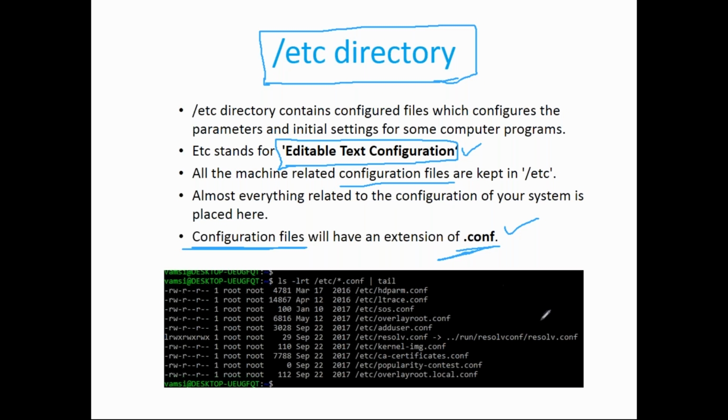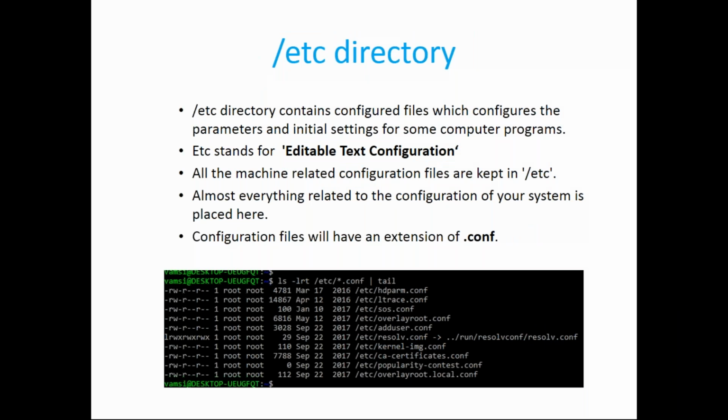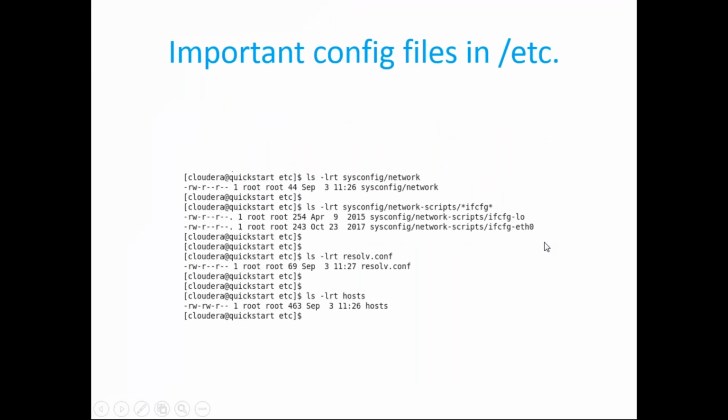How do you think that is working? Because it is coming from this file called resolve.conf. This resolve.conf will contain something called name server. So that is facilitating the internet connection for us. We will talk in depth about the important config files available in the etc directory as and when we get a need in our course.